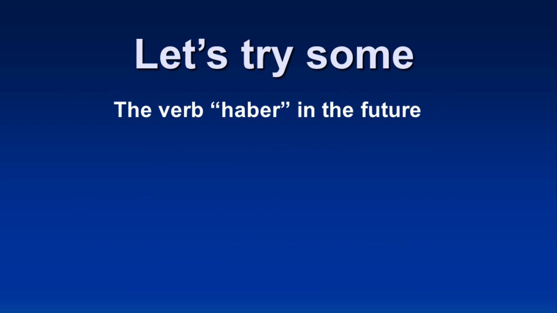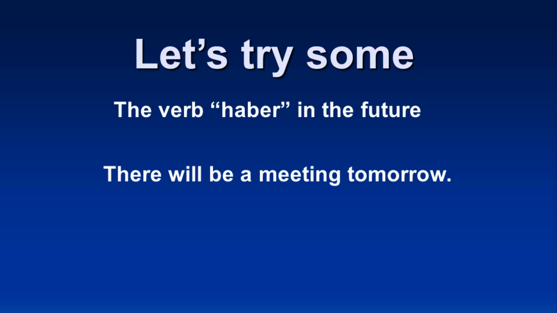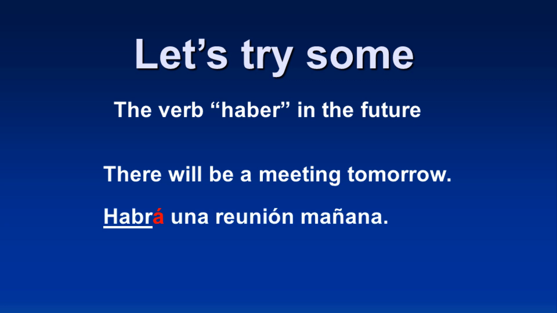One thing that's useful about the future tense is looking at the verb haber. You'll remember that haber means there is or there are in the present tense. And so in the future tense, we don't conjugate the verb haber typically in the yo or tú. We always do it in the third person singular. So let's look at a sentence like, there will be a meeting tomorrow. We're going to say, habrá una reunión mañana.